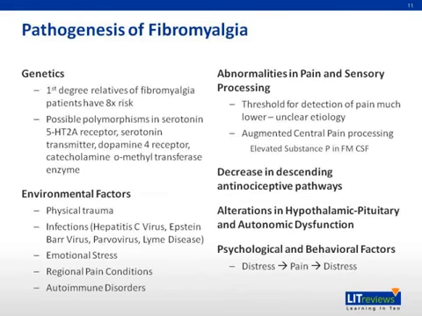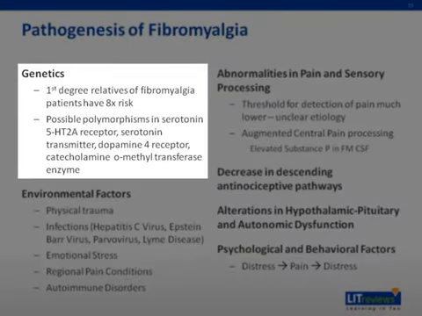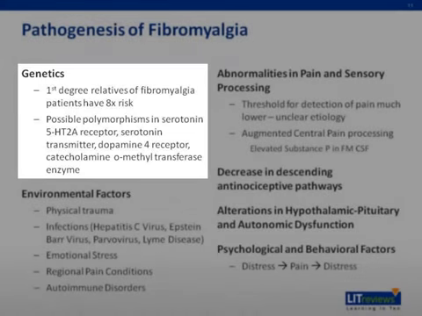The pathogenesis of fibromyalgia remains uncertain and somewhat controversial. There is some evidence for a genetic predisposition for fibromyalgia, since first-degree relatives of fibromyalgia patients are 8 times more likely to develop fibromyalgia as well. Also, there has been some investigation into possible polymorphisms in the serotonin 5-HT2A receptor, the serotonin transmitter, the dopamine 4 receptor, and the catecholamine O-methyltransferase enzyme as involved in the pathogenesis of fibromyalgia.